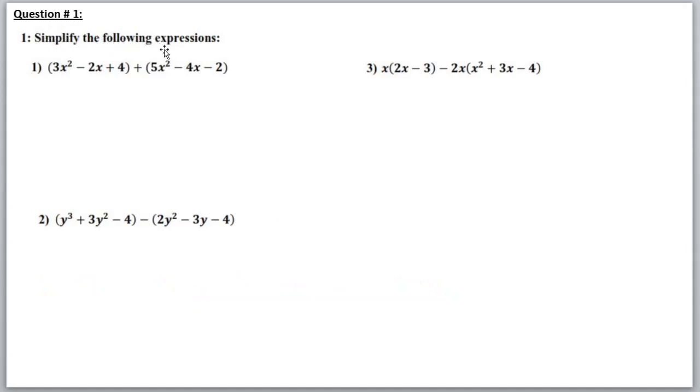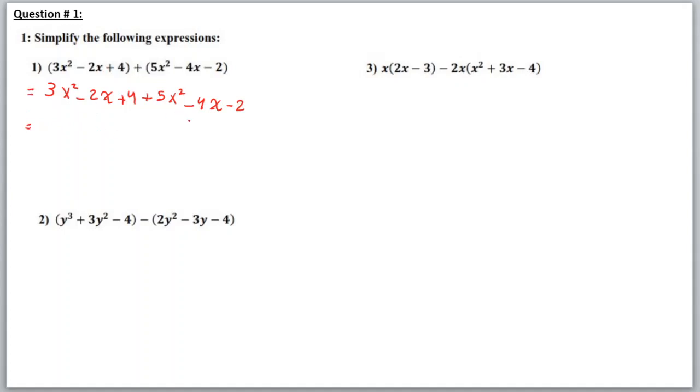Question 1, simplify the following expressions. In order to simplify expressions we should follow some rules. First we should remove the brackets when it needs. So the first one, I should remove the brackets here, so it will be 3x squared minus 2x plus 4, and then plus 5x squared minus 4x minus 2. Since we have positive here, we keep all the signs the same. This is the first step.